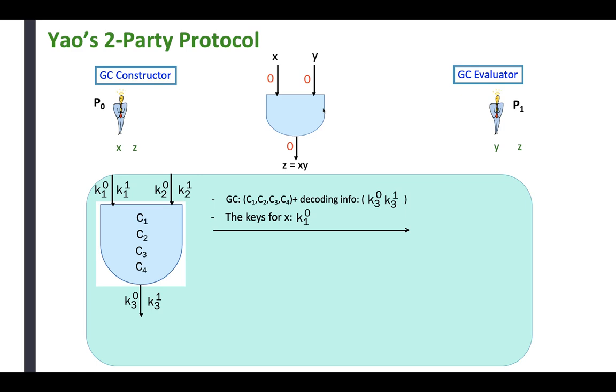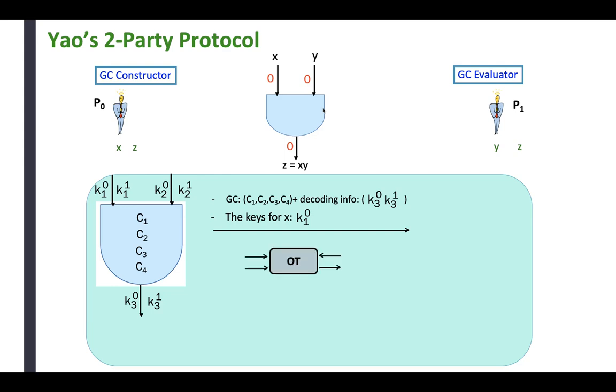Now, is the evaluator ready to evaluate? No, because though it has got the garbled circuit and the encoding information corresponding to the input of P0, it has not received the encoding information corresponding to its own input. This function of the circuit takes two inputs, right? X and Y. X is given by P0, Y is given by P1. It has got a partial encoding information, which is the information corresponding to X. Right, and it needs to have the encoding information corresponding to Y before it starts the evaluation.